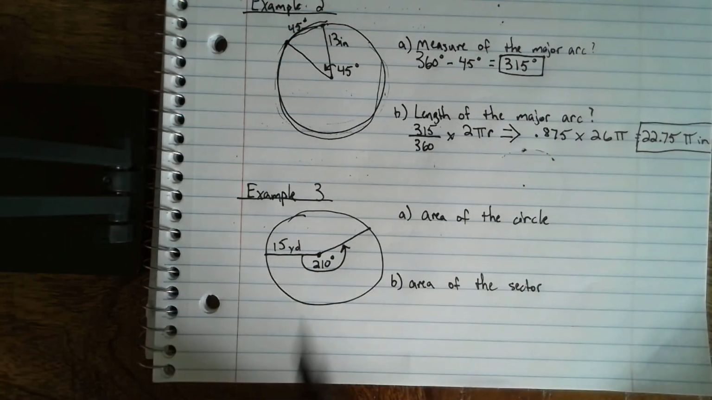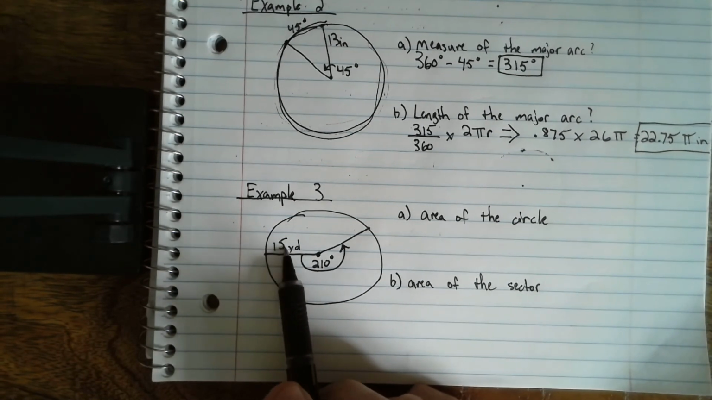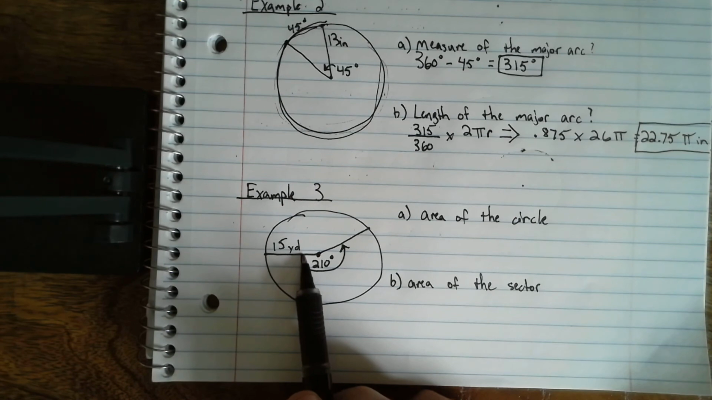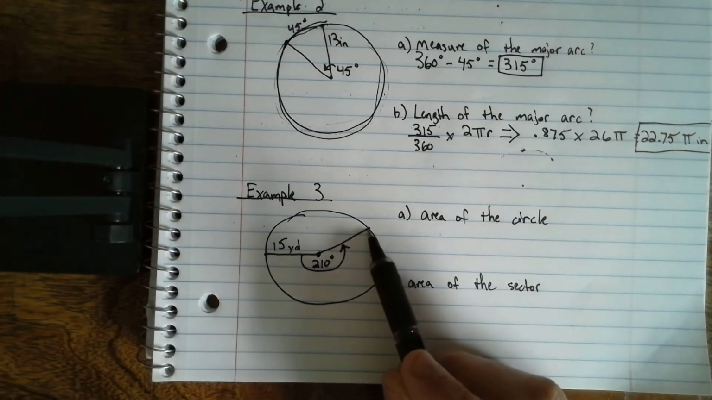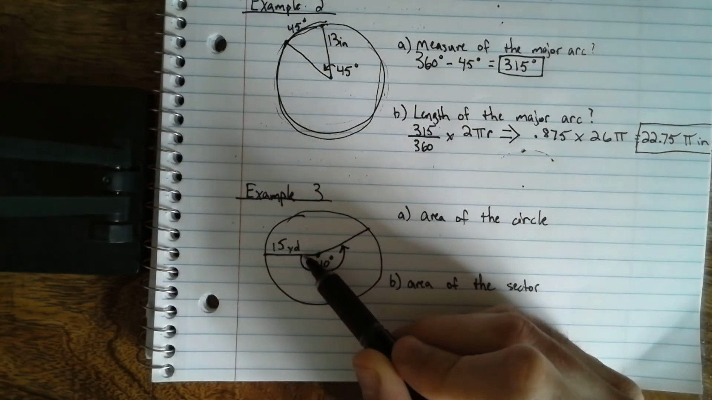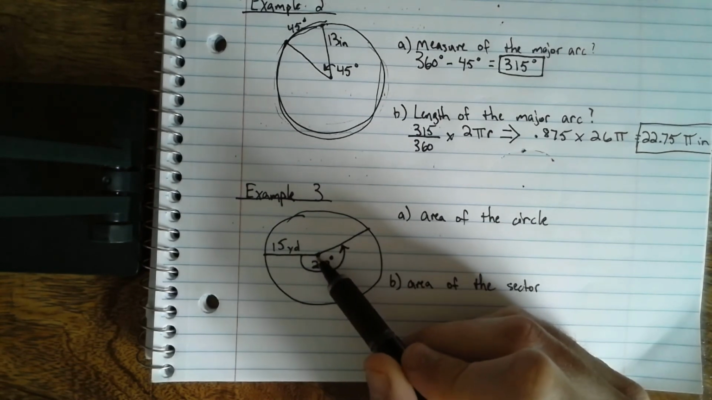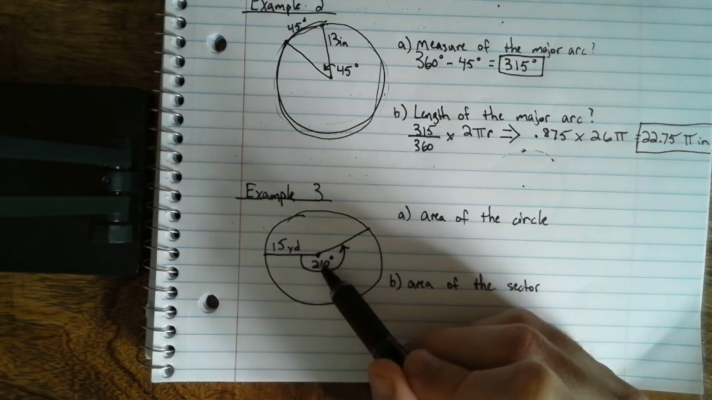For example 3, we're looking at this circle. This circle has a radius of 15 yards, and this arc measurement and this angle is 210 degrees. So usually we go from here to here to measure an angle, but we're measuring the back side of that angle. So from here to here is 210 degrees.